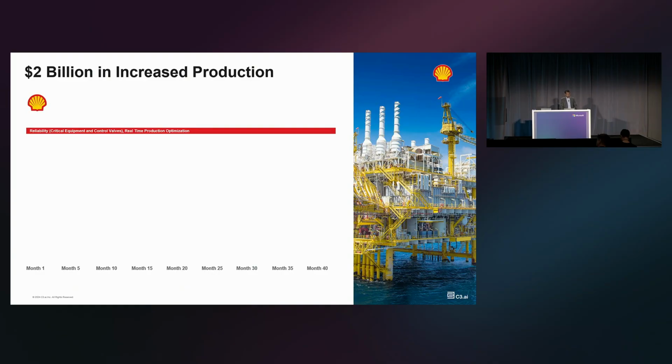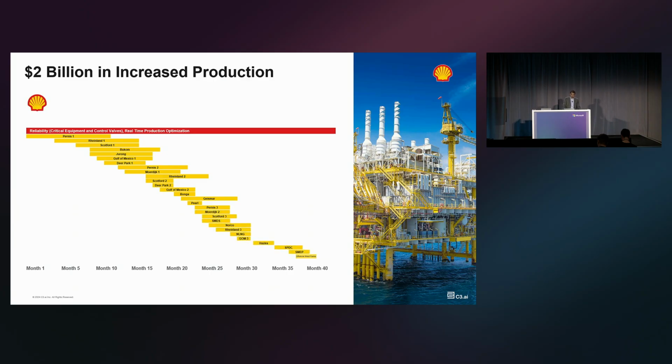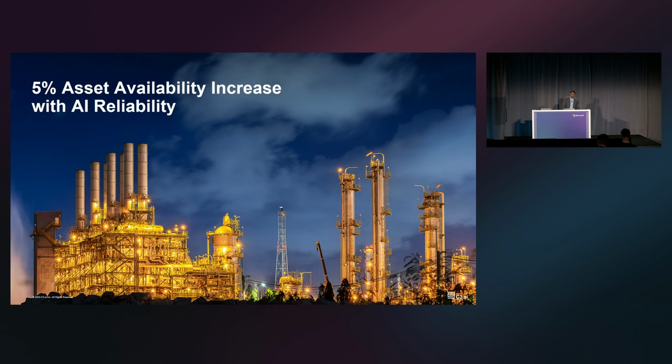To give you a sense of what a deployment with C3 looks like, this is Shell. We started with 1 refinery in Europe, and then they scaled this out across their entire global footprint of refineries and production facilities, till within a year and a half, within 2 years, we had most of Shell modeled and scaled out with economic value captured, $2 billion in annual economic value a year, and a 5% asset availability increase. So this is the illustrative example of how you can unlock value at scale using C3.